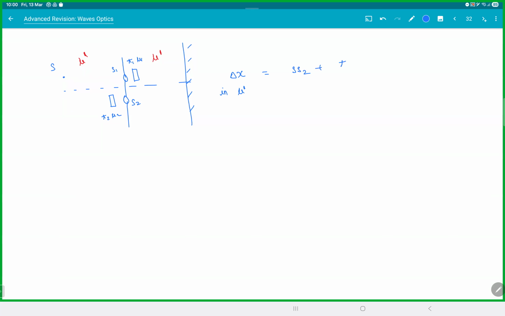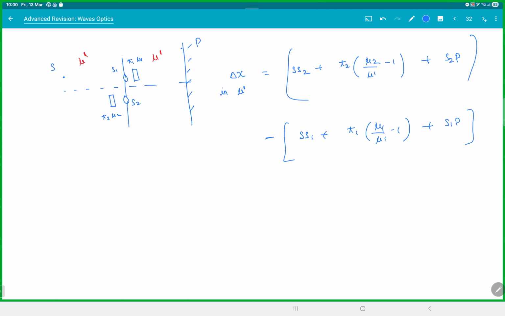The slab's path difference is T2 (mu2 by mu dash minus 1). Where is this path difference? In mu dash. No problem, because you're finding the path difference in mu dash only. Plus S2P. Where is S2P? In mu dash. So I'll not write S2 dash. Minus, right? And then this would be SS1 plus T1 (mu1 by mu dash minus 1) plus S1P. If everything is in medium mu dash, this is how the equation would have looked.